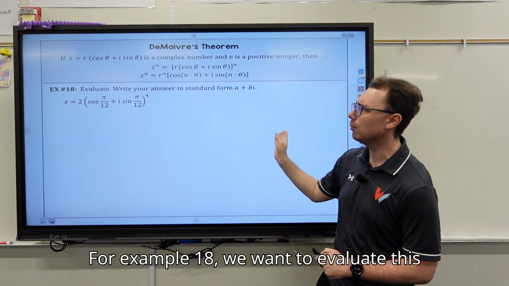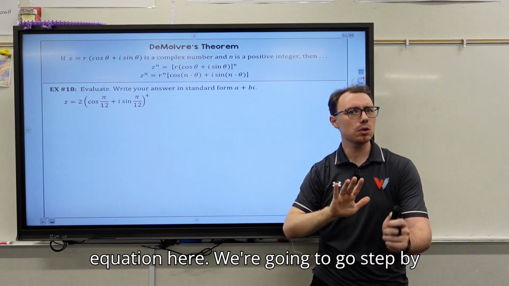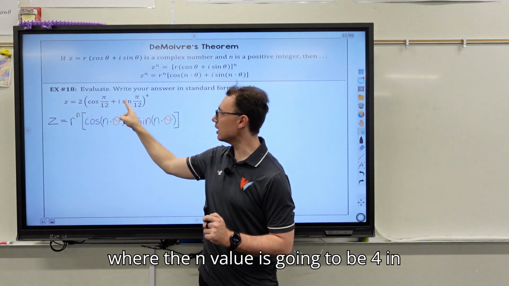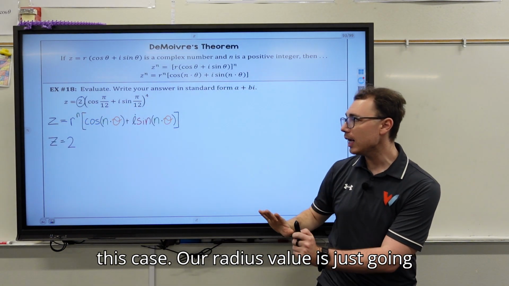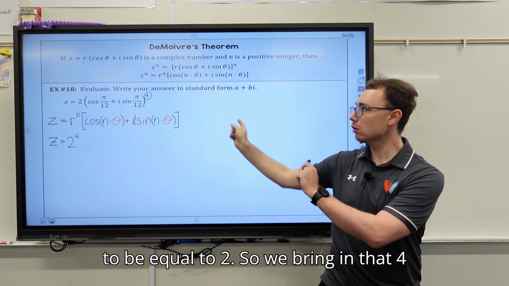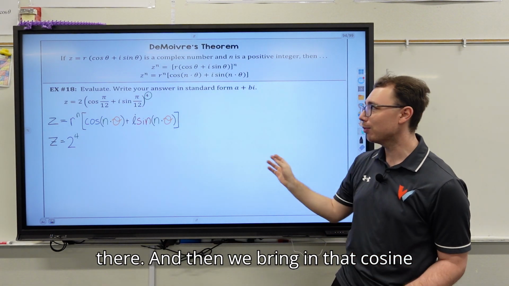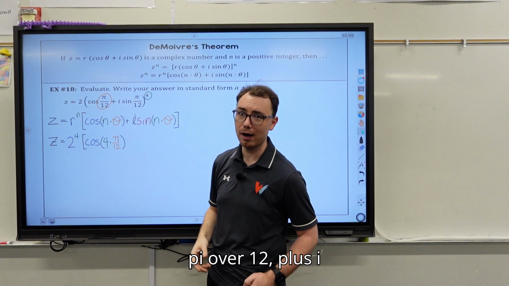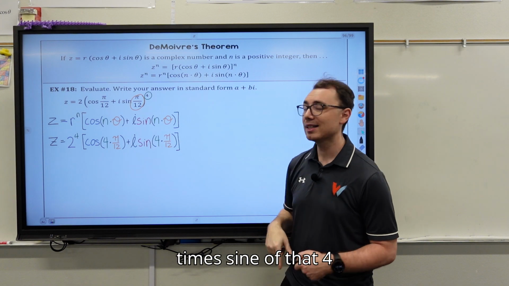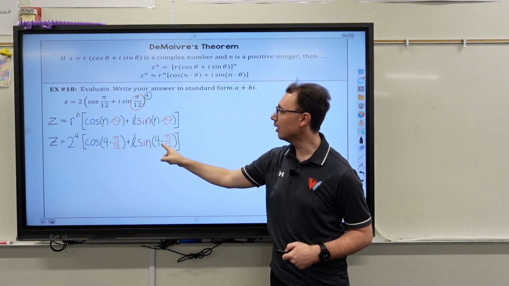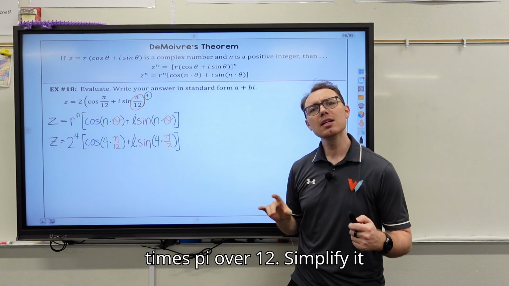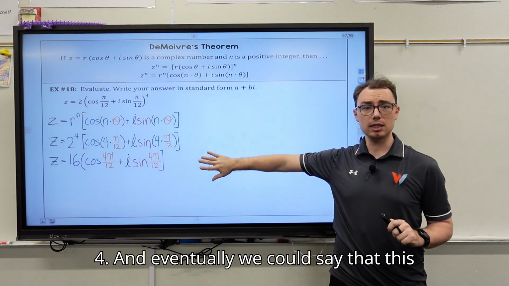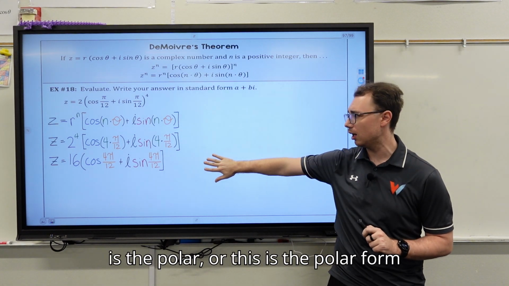For example 18, we want to evaluate this equation here. We're going to go step by step where we have this original setup where the n value is going to be 4 in this case. Our radius value is just going to be equal to 2. So we bring in that 4 there. And then we bring in that cosine of 4 times that theta value of pi over 12 plus i times sine of that 4 times pi over 12. Simplify it out a little bit by multiplying out that 4. And eventually we could say that this is the polar form here.